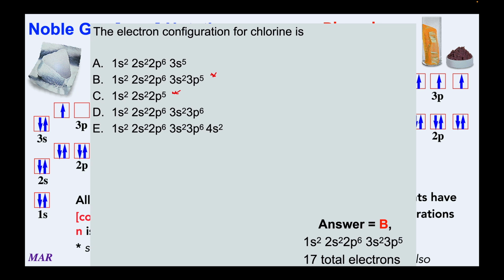So A right there would have a total of 12 electrons, that's magnesium. D has a total of 18 electrons, that's argon. E, I believe, has a total of 20, which is calcium. So you get the idea of how this works, but it's a cool little tool that can help you out sometimes.